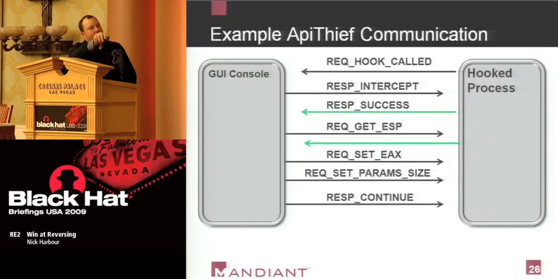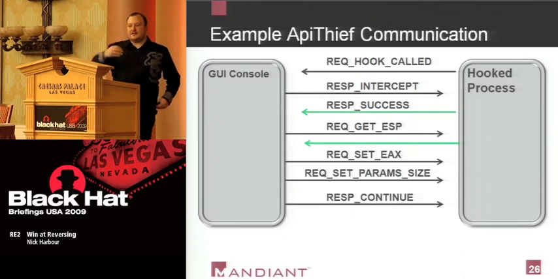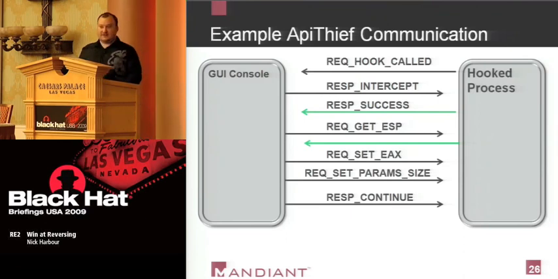And then once he got the value of ESP, he says set EAX, because he's doing an interception. He wants to set a return value. That gets handled by the hook process, sets the param size, and then he tells it to continue. That's going to allow the actual original function to continue. Or actually, in this case, it'll go back to the original program.